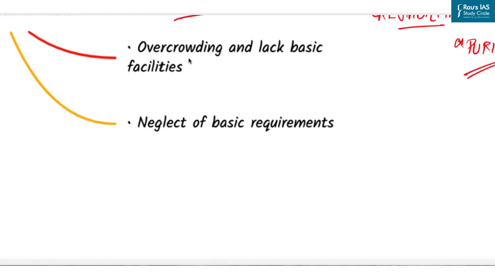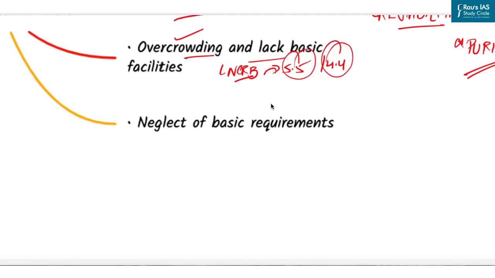Next problem is overcrowding and lack of basic facilities. Now, most of the jails in India are overcrowded and lack basic facilities. As per the latest data of the National Crime Records Bureau, over 5.5 lakh prisoners are lodged in Indian jails against a prisoner lodging capacity of 4.4 lakh. Also, most Indian prisons were built in the colonial era and are in constant need of repair, and parts of them are uninhabitable for long periods.